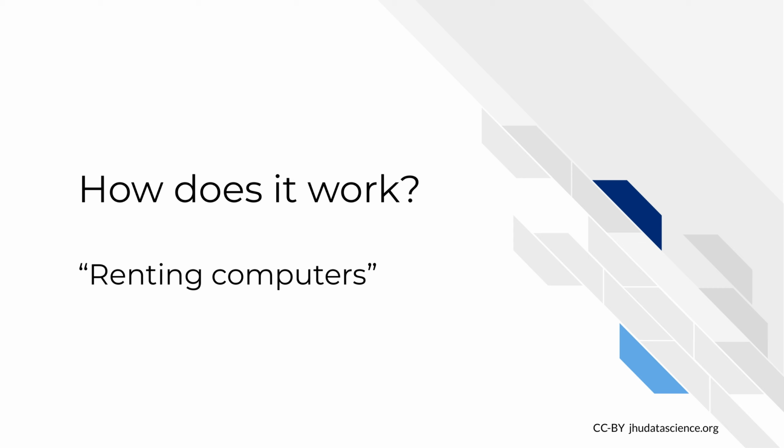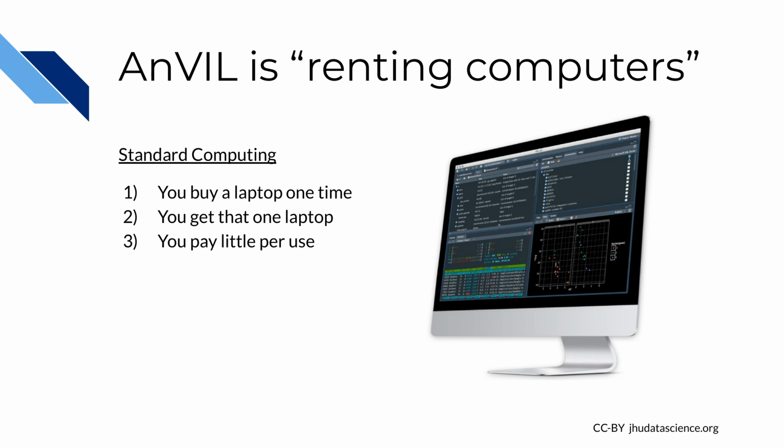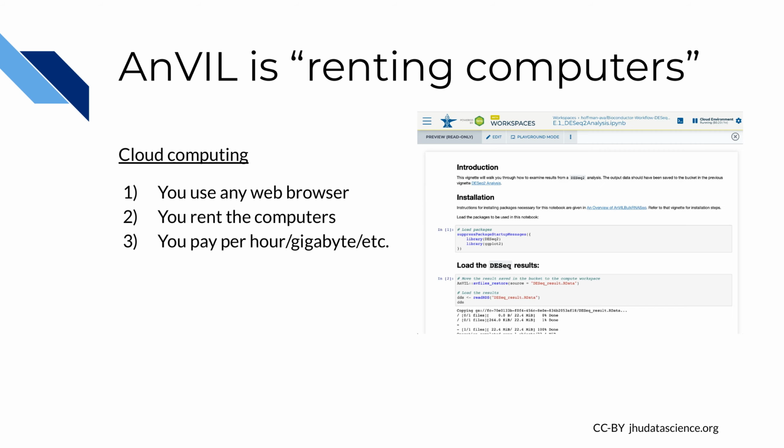How does AnVIL work? Essentially, AnVIL lets you rent computers as you need them, by requesting access through your web browser. With standard computing, you buy an individual computer, for a large upfront cost. You can then use that computer as much as you want for very little continued cost, although you do have to do all the work of maintaining and upgrading it. With cloud computing, there is no upfront cost. You rent the computers as you need them, and you pay based on the capacity of the computers and the amount of time you use them.